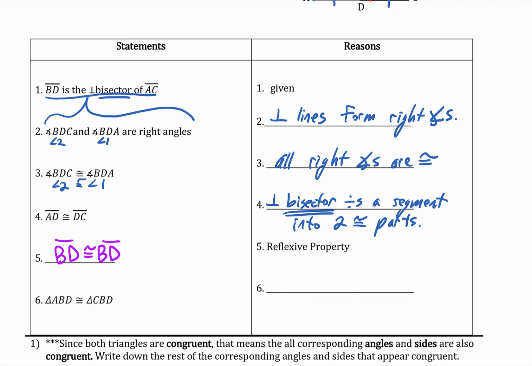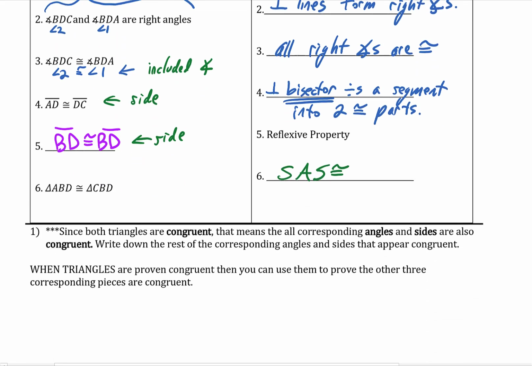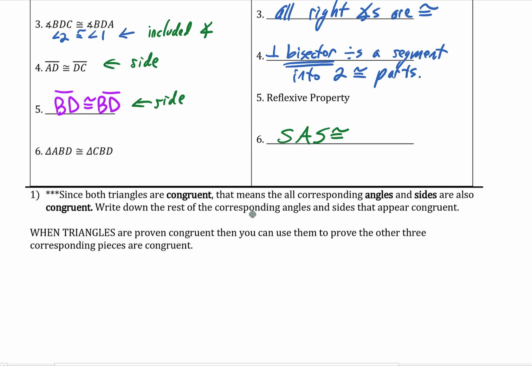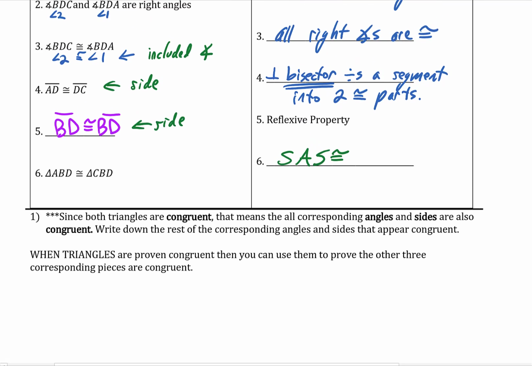Now, earlier, we realized that this angle right here is going to be an included angle, and we have a side here and a side here. So these triangles are going to be congruent by side angle side congruence. So that's important. Now, something interesting is since both triangles are congruent, that means all corresponding angles and sides are also congruent. What that really means is, well, with 3 pieces of information, we figured out 3 other pieces.